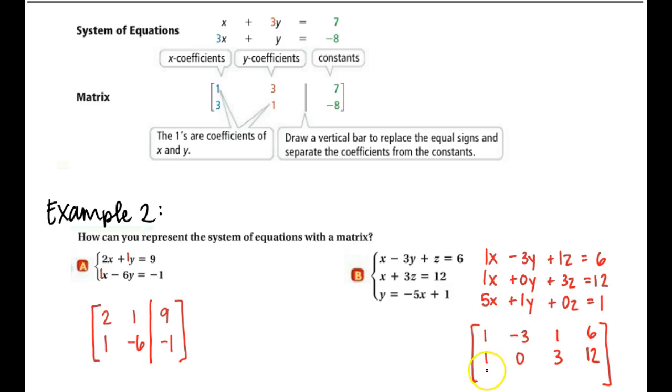And the third row is going to be 5, 1, 0, 1. And then just make sure you draw that vertical bar again to separate the coefficients from the constants. So you can see that when we have a system of 2 equations, we have a 2 by 3 matrix, and for a system of 3 equations, we have a 3 by 4 matrix.